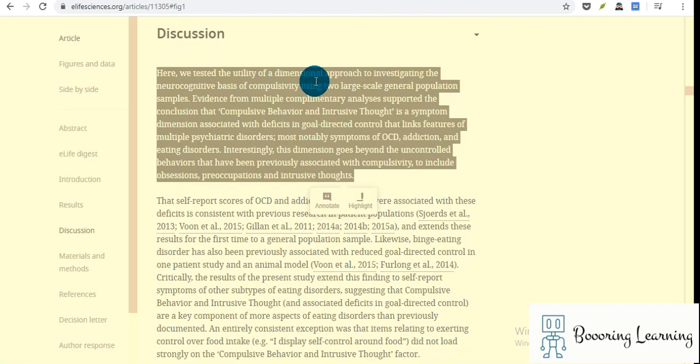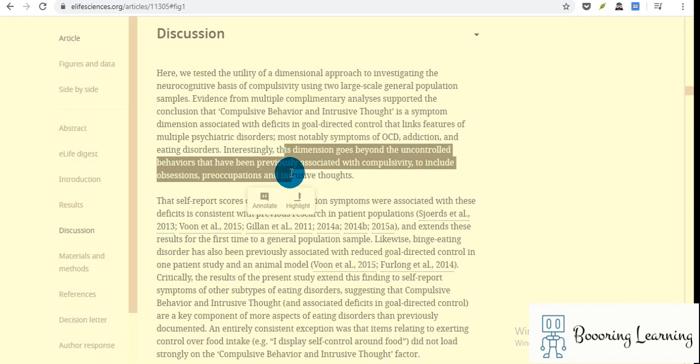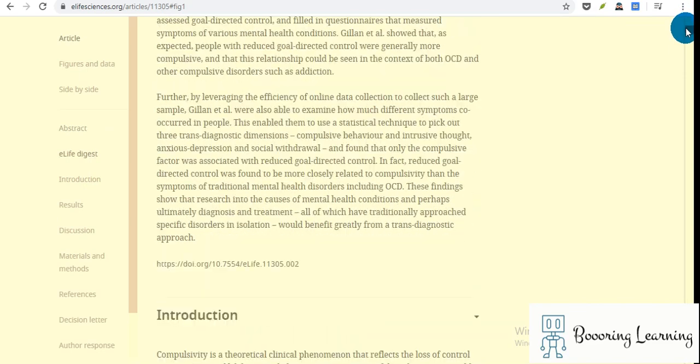Here we tested the dimensional approach to investigating the neurocognitive basis of compulsivity using 2 large-scale general population samples. Evidence from multiple complementary analyses supported the conclusion that compulsive behavior and intrusive thought is a symptom dimension associated with deficits in goal-directed behavior, and is a symptom associated with goal-directed control that links features of multiple psychiatric disorders, most notably symptoms of OCD, addiction, and eating disorders. So these are the results that we saw here. Interestingly, this dimension goes beyond the uncontrolled behaviors that have been previously associated with compulsivity to include obsessions, preoccupations, and intrusive thoughts.